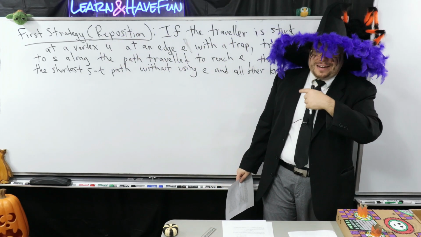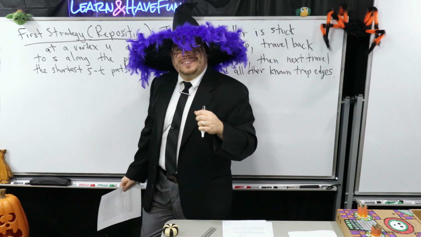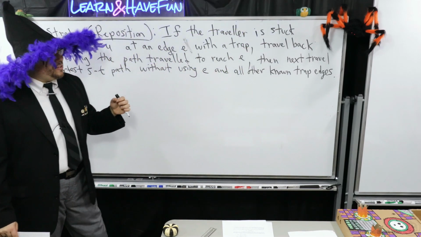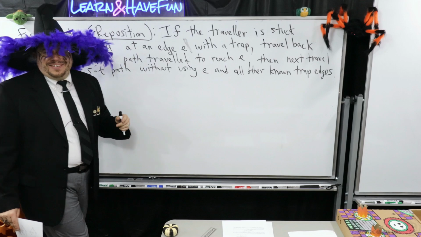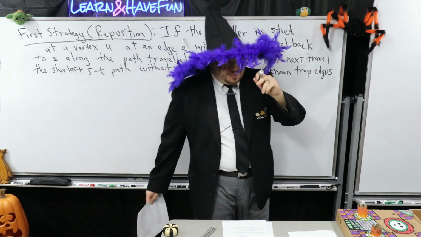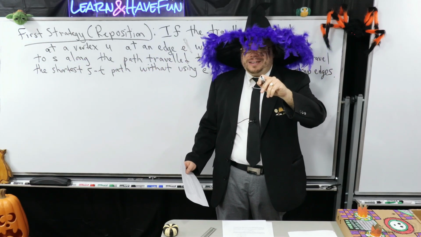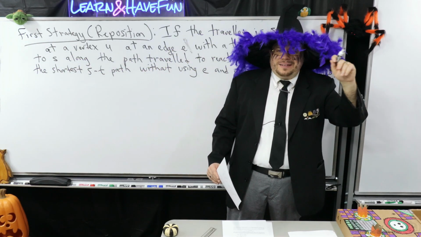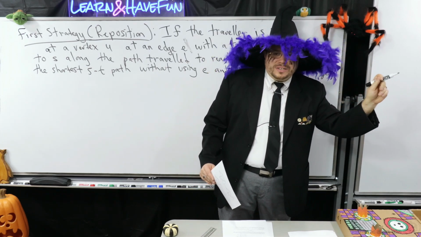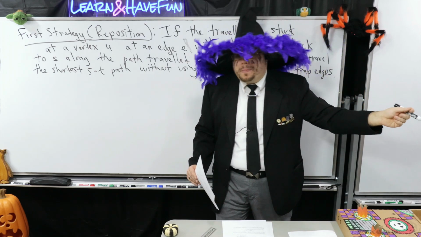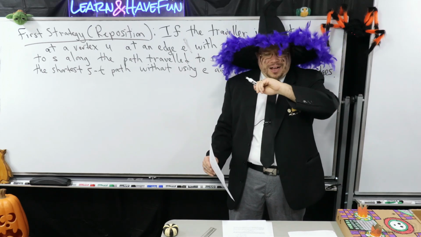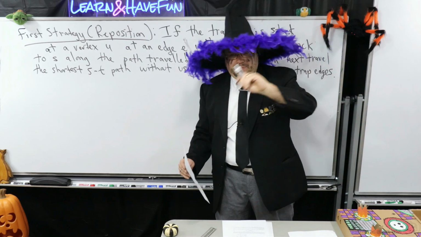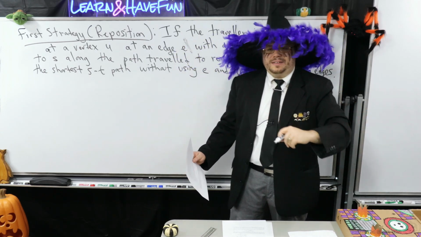Well, what does the strategy tell me to do? It tells me to go back to S, right? So you're going to find that, as we're going to see in our example here shortly, I get to that vertex where I get stopped, I have to go back to S, and then I have to go and find another shortest ST path. So you're going to find that with this strategy, you go back and forth a lot.